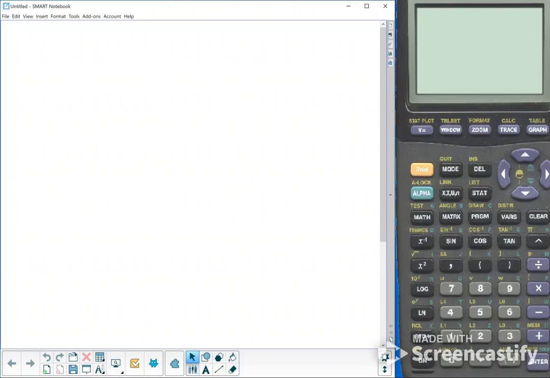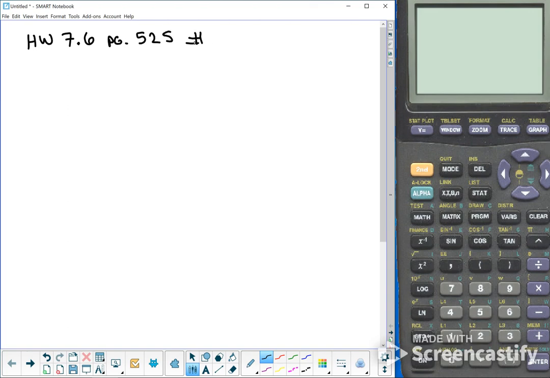All right, folks, this assignment is chapter 7.6, page 525, numbers 9 through 12. Okay, and this one we are working on inverse of square matrix, right? So these are inverse matrices.